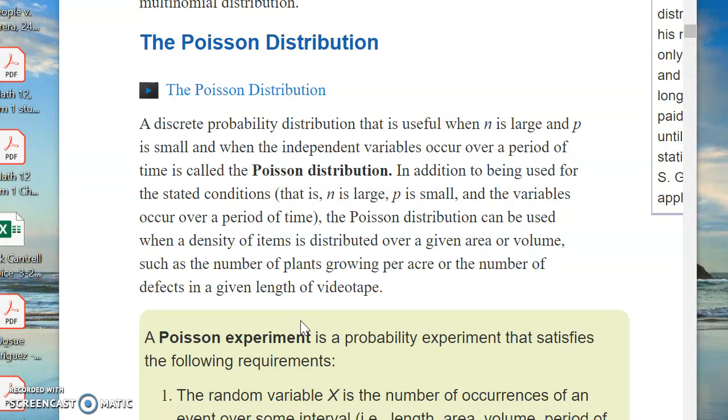Use number 2 is when the independent variables occur over a period of time. Now, it doesn't have to be time. It could be a period of length or density, a variety of things. But oftentimes we do it with time, and we'll see an example or 2 coming up here.